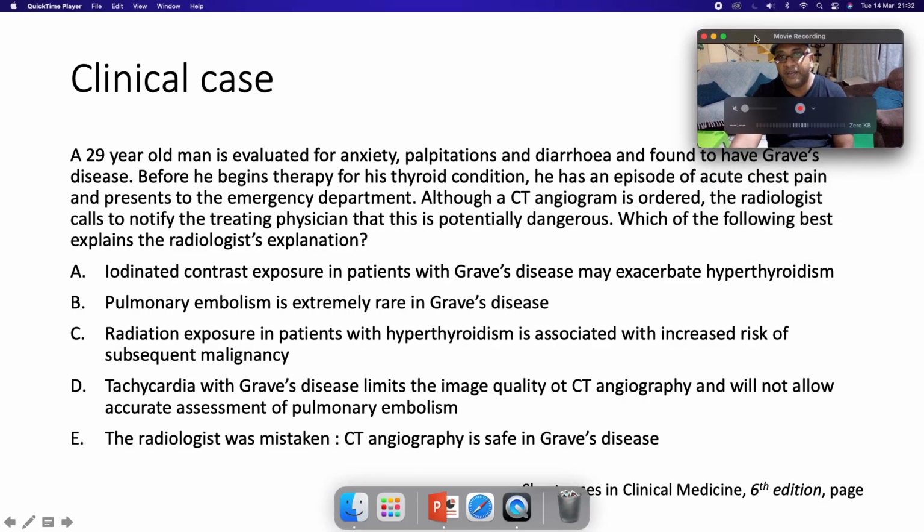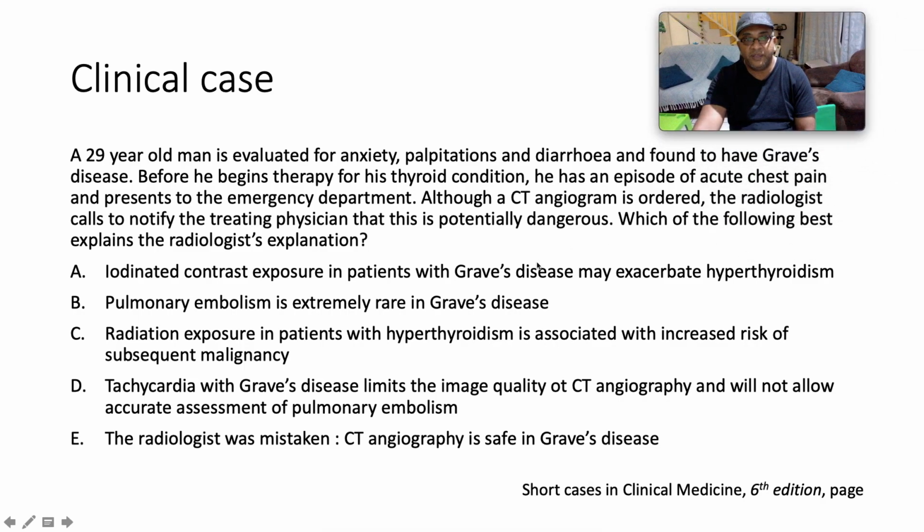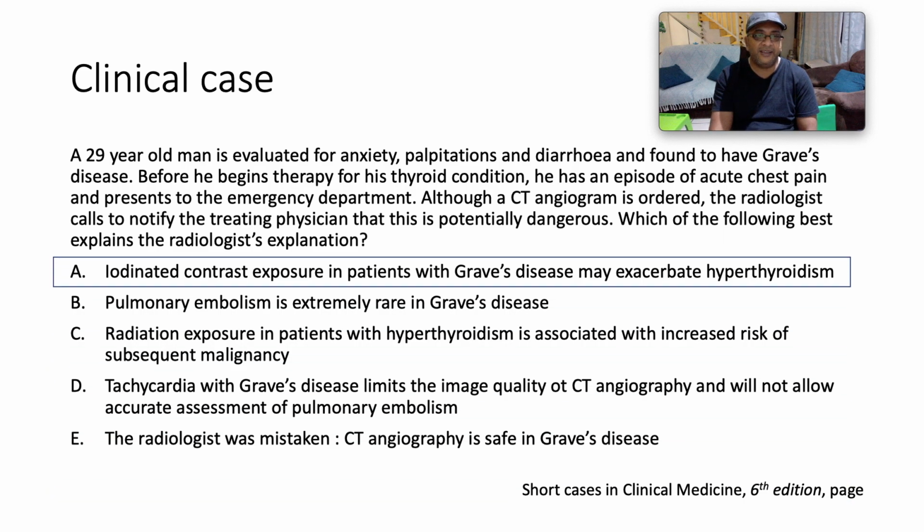Alrighty. So guys, back to our clinical case. We had a 29-year-old male evaluated for anxiety, palpitations, diarrhea. He's known with Graves' disease. He also has chest pain. You order a CT angiogram, but the radiologist says we cannot do that. It is dangerous. Which of the following best explains why the radiologist is saying this? Drum roll, please. Ding. The answer is A. Iodinated contrast exposure in patients with Graves may actually exacerbate hyperthyroidism.